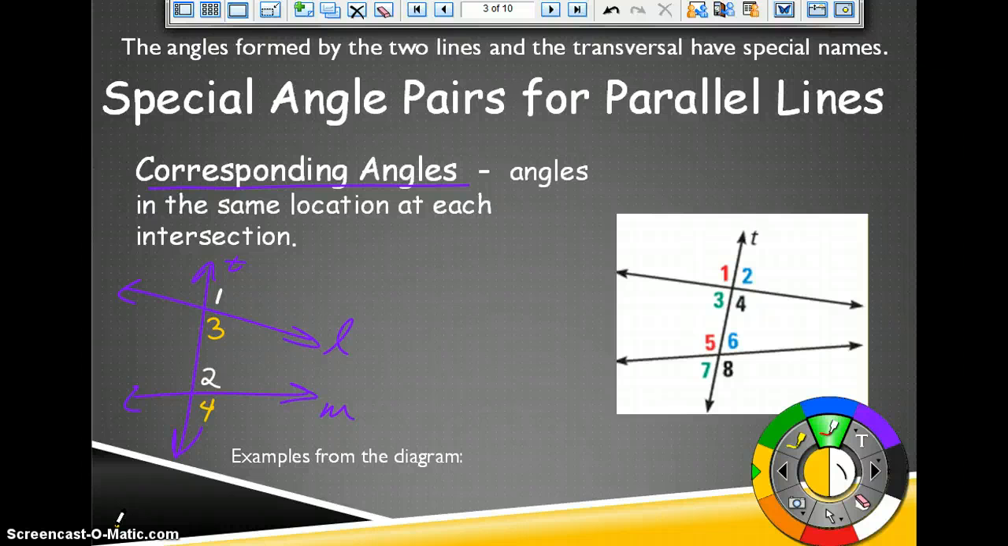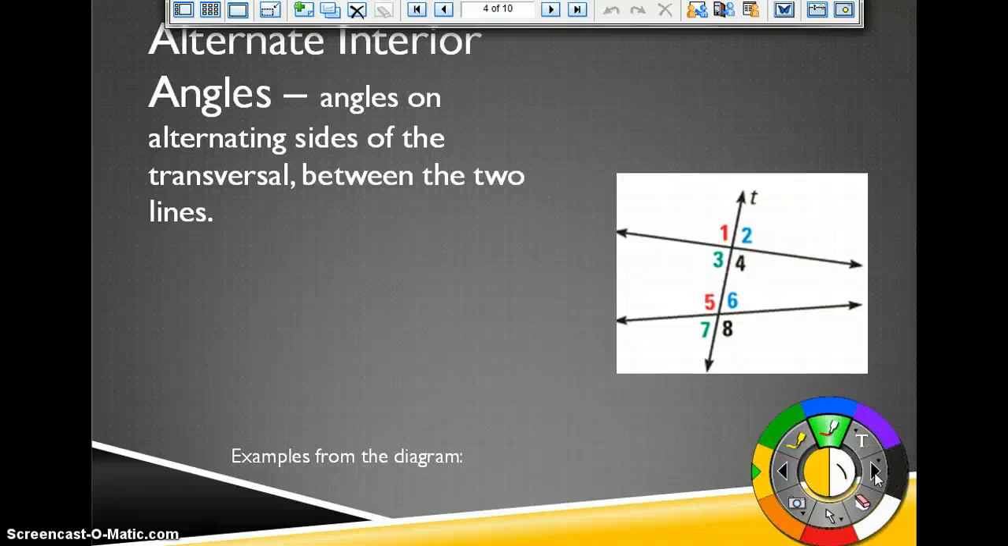So they have to be on the same side of the transversal, and they have to both be in the same spot. So some examples from the diagram over here, you could have angle 1 and angle 5, or angle 3 and angle 7. There's actually going to be 4 pairs of corresponding angles from every set of two lines cut by a transversal.